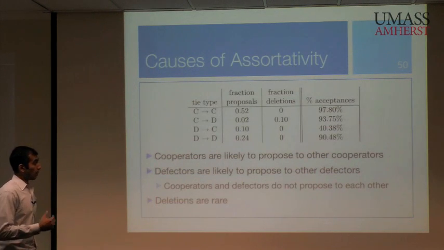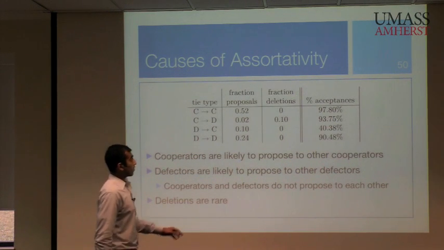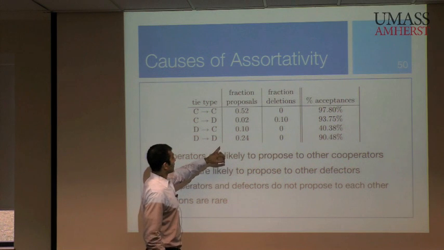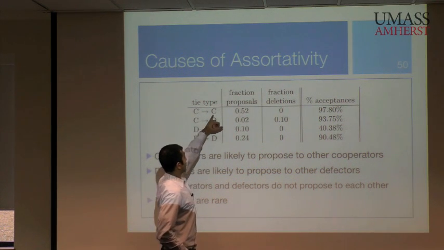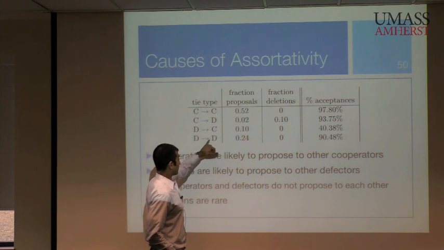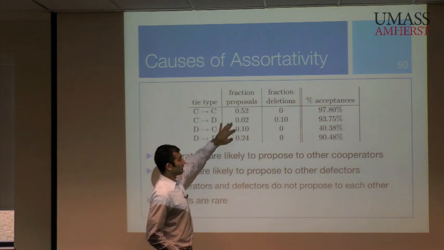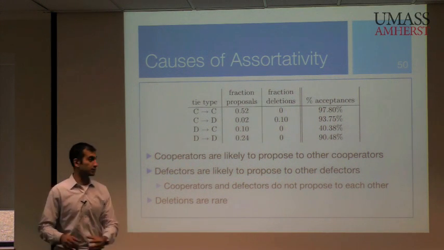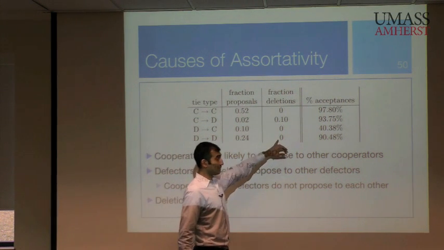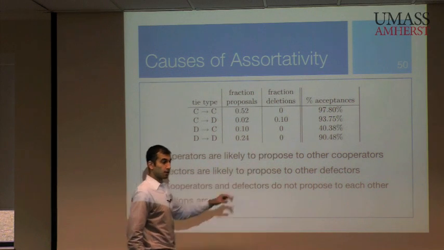So I'll put it another way. Of all the edge actions, 52% of them were a cooperator proposing to a cooperator, 24% of them were a defector proposing to a defector, and very little anything else. Cooperators proposing to cooperators, defectors proposing to defectors. Only 10% of the actions were deletes. Okay? Very few deletes.